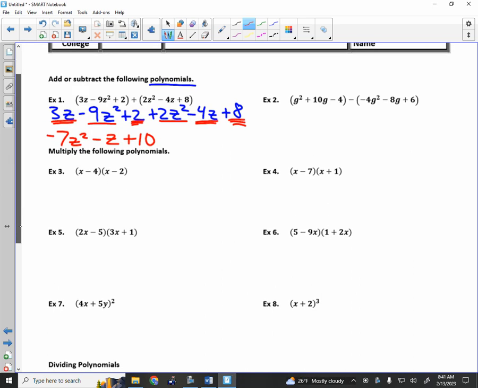It's subtraction. And when you have subtraction, you need to distribute the subtraction all the way through the expression. g squared plus 10g minus 4. You can see how that stays exactly the same. And then instead of minus a negative 4g squared, I will distribute the negative and it will become a plus 4g squared. Distribute this negative and it becomes a plus 8g. Distribute this negative and it becomes minus 6.